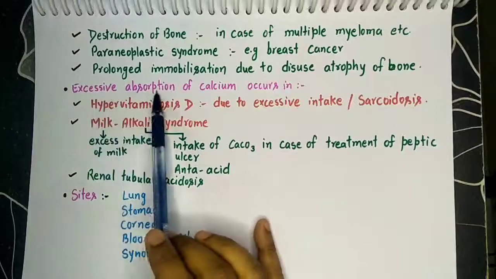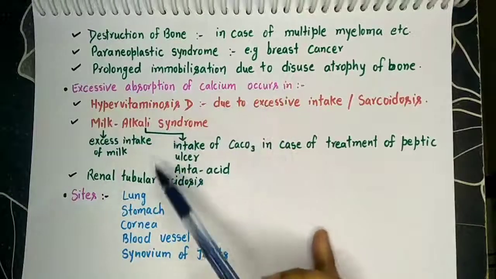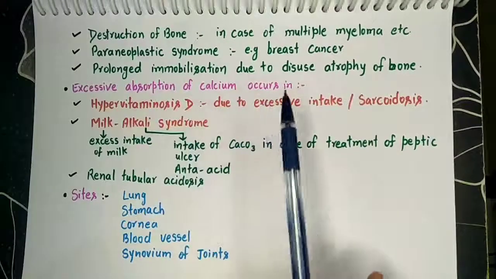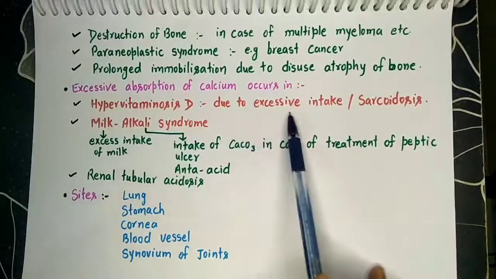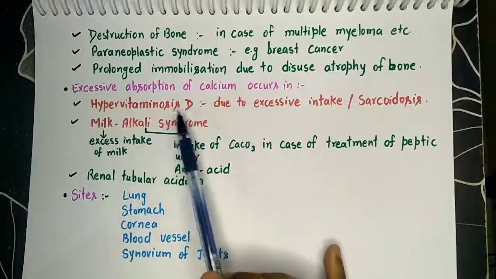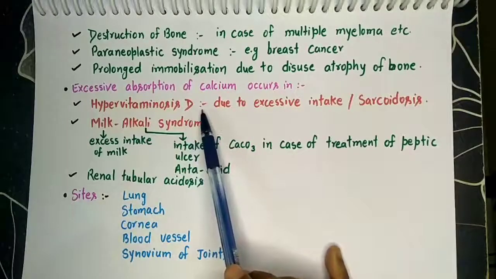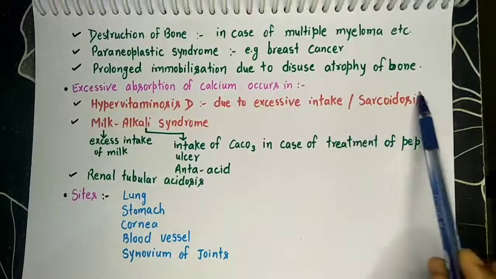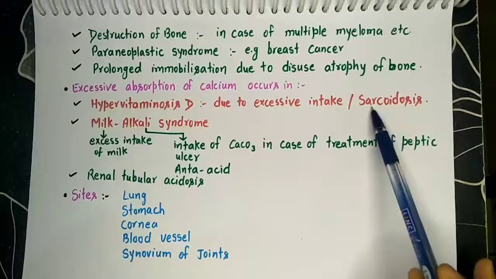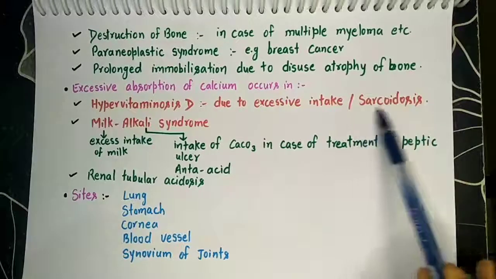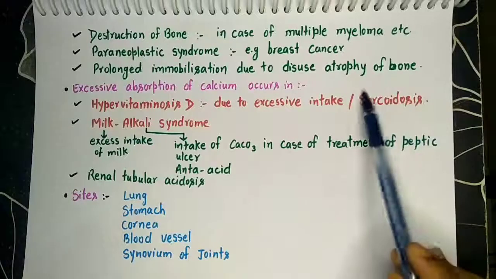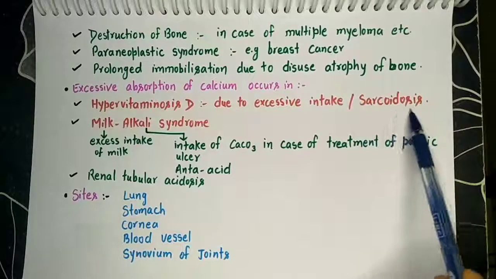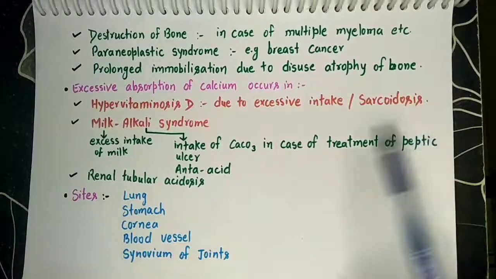Now, excessive absorption of calcium can occur under the following circumstances, like in case of hypervitaminosis D. If the intake of vitamin D is very high, then there will be hypervitaminosis in our body. And there is an inflammatory disease condition also, during which there will be increase in concentration of vitamin D, that we call sarcoidosis. Sarcoidosis is a kind of inflammatory disease that affects various organs of our body, and in this case there will be hypervitaminosis of D.